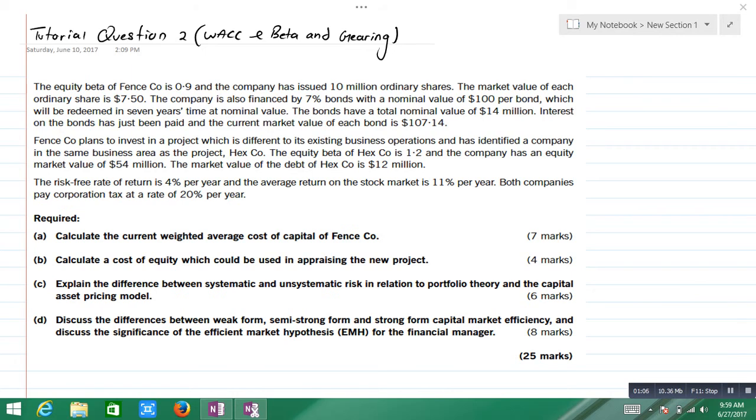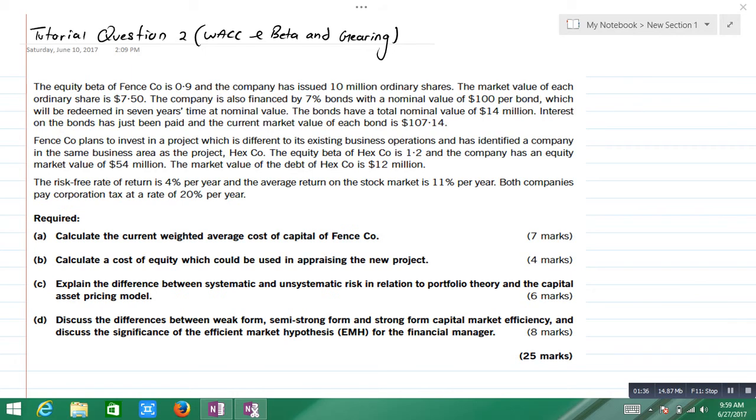C, explain the difference between systematic and unsystematic risk in relation to portfolio theory and the capital asset pricing model. I hope you guys still remember what is systematic and unsystematic risk. I've already done this explanation in topic number 10, which is the CAPM, capital asset pricing model calculation.